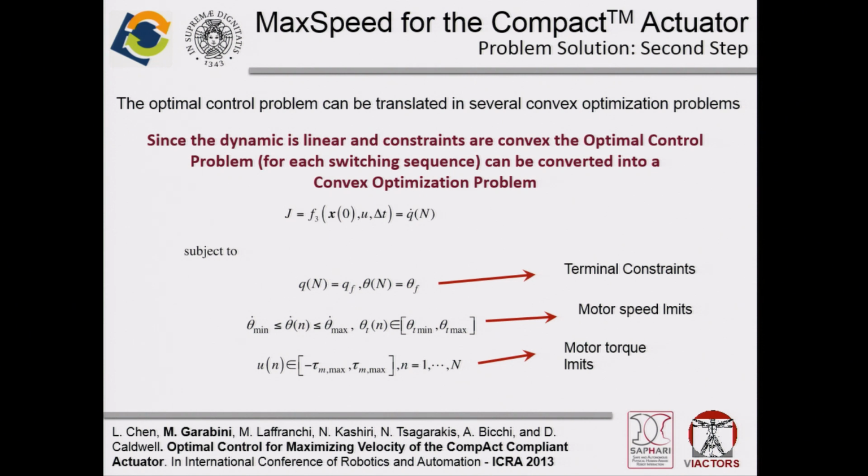And the constraints are basically the same constraints we have already seen, so bounds on the control, the terminal state, some terminal states are specified, and limits on the speed of the motor.